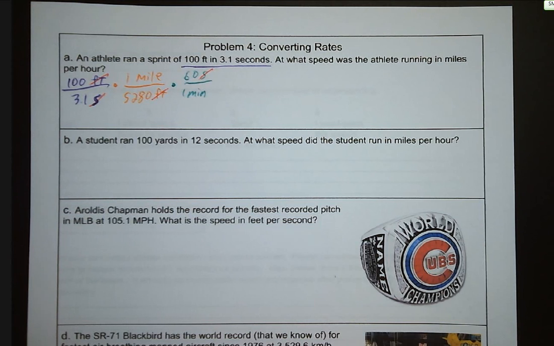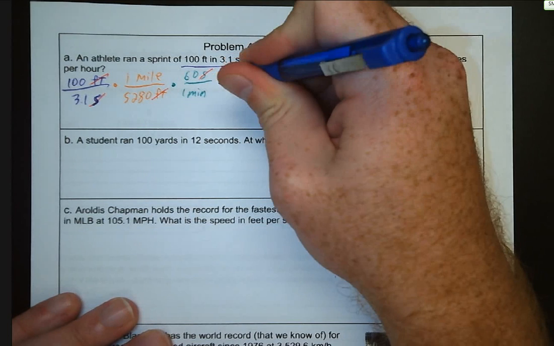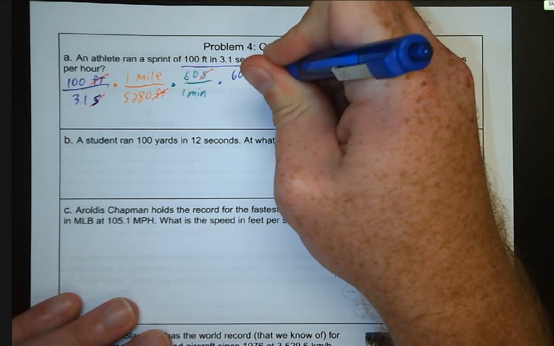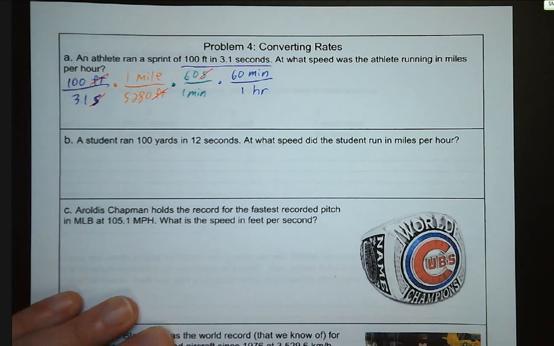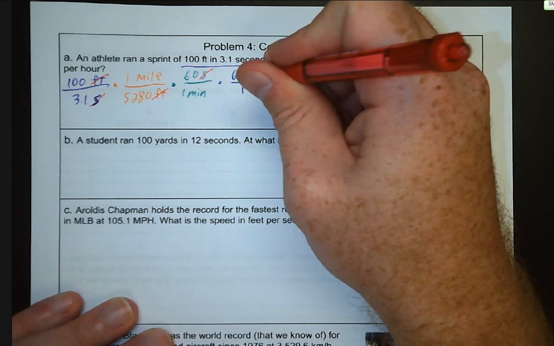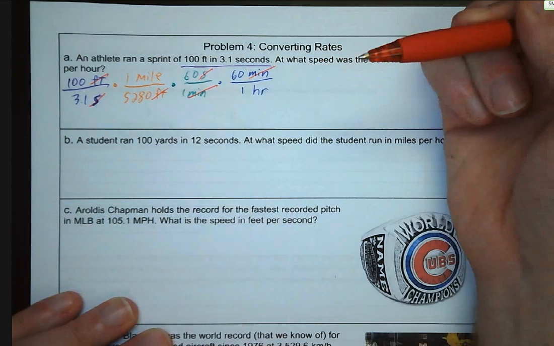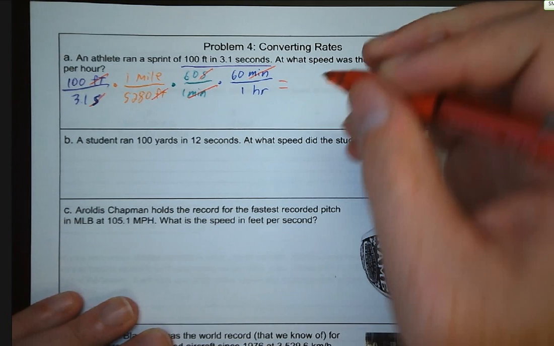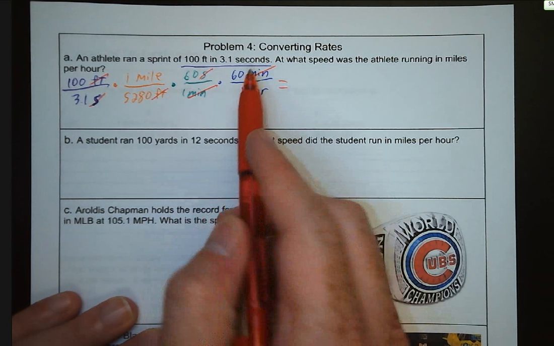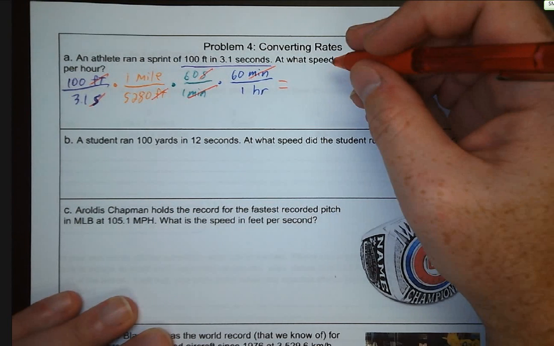All right, so our next unit, let's go from minutes into hours. And I know there are 60 minutes per 1 hour. Our minutes cancel out. Now I have miles per hour. Is that what I want? Miles per hour. So remember, we are multiplying straight across our fractions. So 100 times 60 times 60 is 360,000.